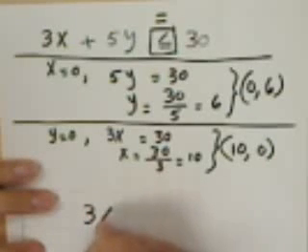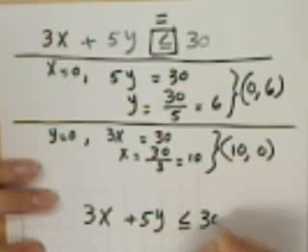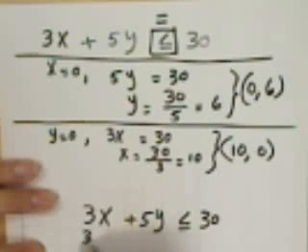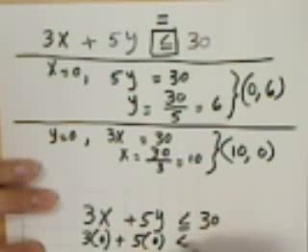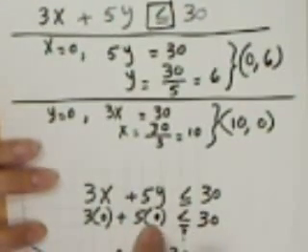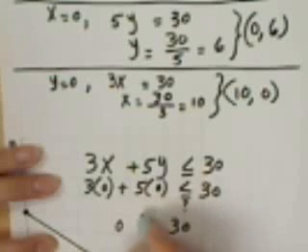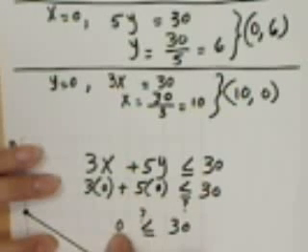So let's go ahead and write our original constraint, 3x plus 5y less than or equal to 30. If I plug 0 in here for x and 0 for y, then I need to ask myself, is that less than or equal to 30? I'm going to end up with 0 less than or equal to 30 because this term is 0 and this term is 0. Is that correct? Yes or no? 0 is less than 30.